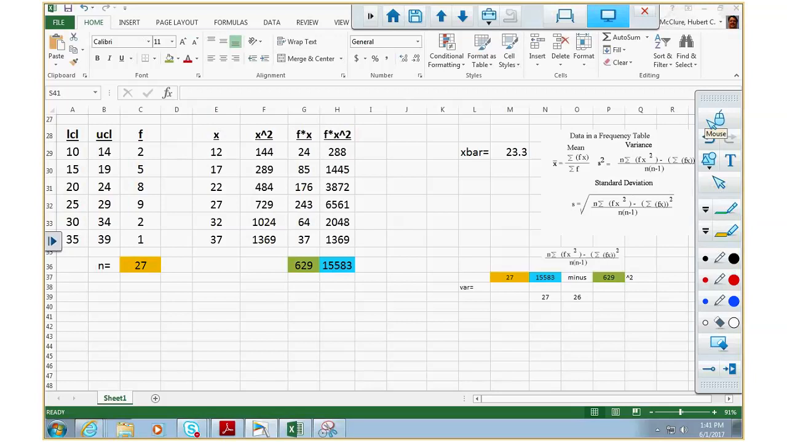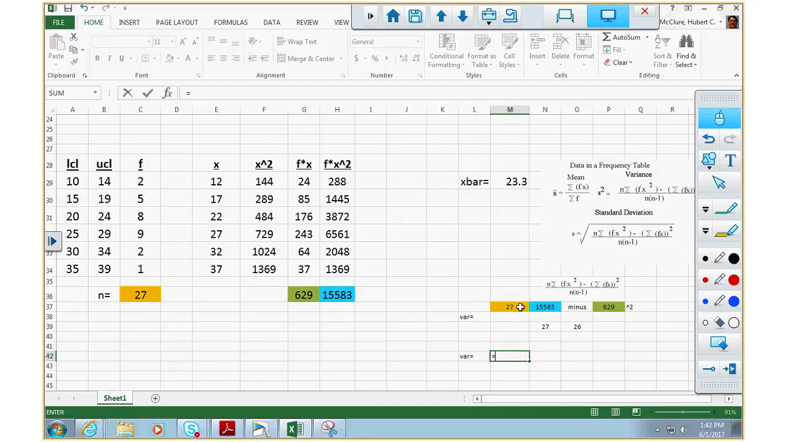So here we go. Variance is equal to, and I'm going to take that 27 and multiply it by what? A number. And it's going to be an even BA number. And then minus, and then it's going to be this number raised to the what?